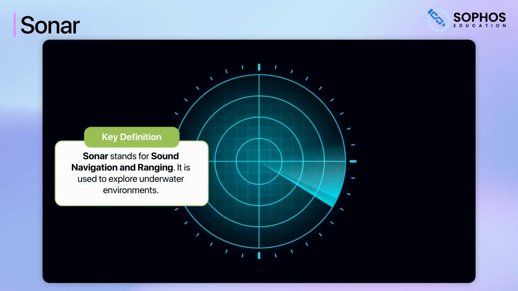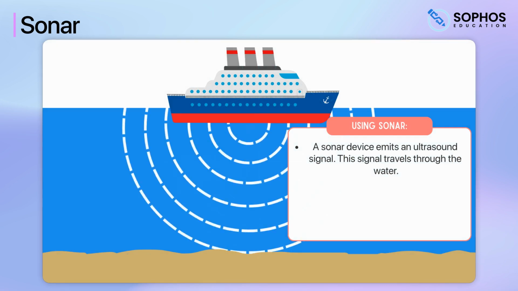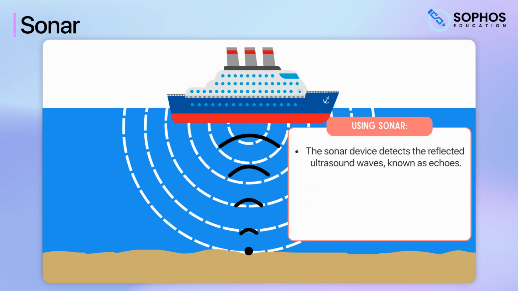Sonar, which stands for sound navigation and ranging, is a fantastic use of ultrasound that helps us explore and understand underwater environments. Here's how it works. A sonar device emits an ultrasound signal. This signal travels through the water. When the ultrasound wave reaches the seafloor or any underwater object, part of the signal is reflected back towards the sonar device. The sonar device detects the reflected ultrasound waves, known as echoes.